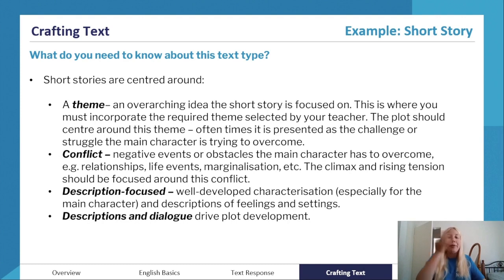Okay. There's conflict that the character has to overcome. I do suggest if you're writing in short story format, incorporate that framework, base it around the conflict. It's description focused. You need to be able to write really good descriptions. Use the five senses when you write your descriptions. Try to describe things in interesting ways that make the reader feel like they're there. And descriptions and dialogue mainly drive plot development. Dialogue especially drives the plot.